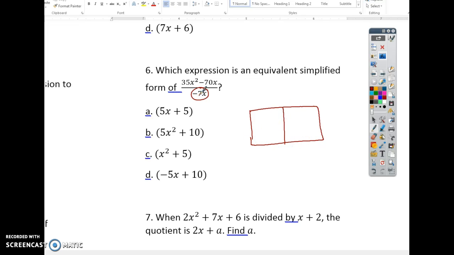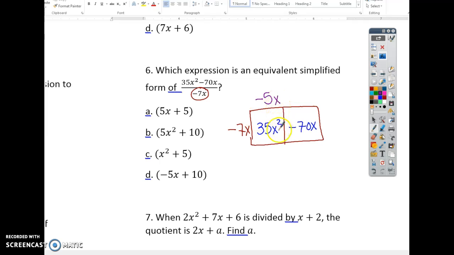This goes on the outside because that's what you're dividing by. And the 35x squared minus 70x goes in the inside because that is what you are dividing. And then you start dividing. 35 divided by negative 7 gives you a negative 5. X squared divided by x is just x because x times x is x squared.